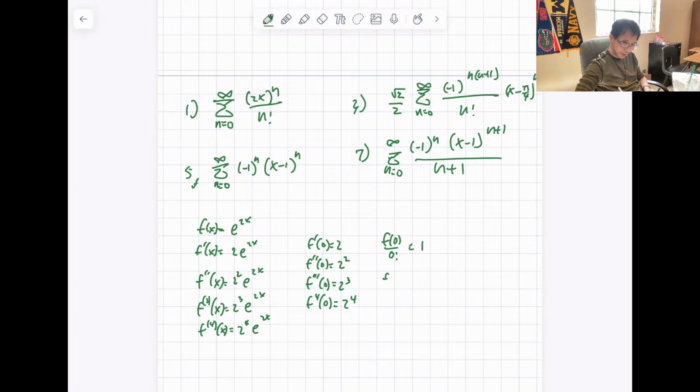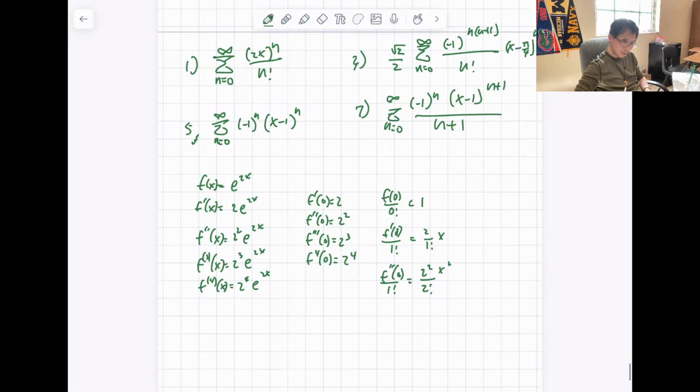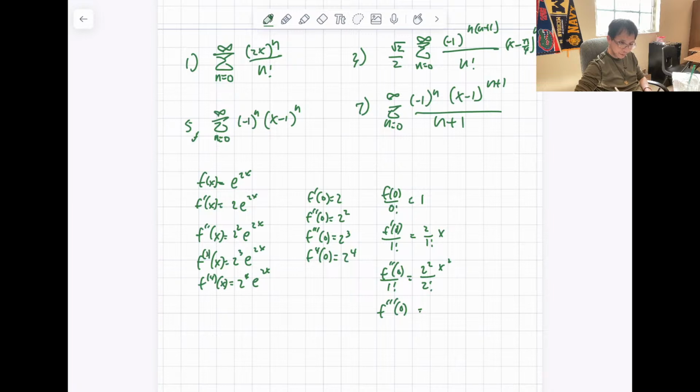Now what's the second term? F prime of 0 over 1 factorial, so that's equal to 2 over 1 times x, right? And f double prime of 0 over 2 factorial is going to give you 2 to the second over 2 factorial times x squared. Is that okay so far? Yeah. Now, I'm going to do one more. So 2 to the 3rd x to the 3rd over 3 factorial. Then you can see that it's going to be the summation of 2 to the n, x to the n over n factorial, n equal to 0 to infinity.